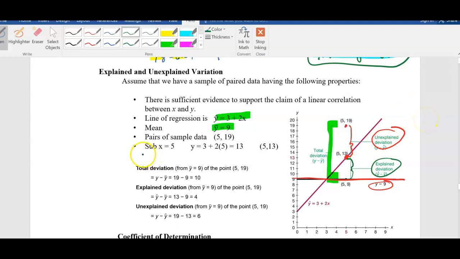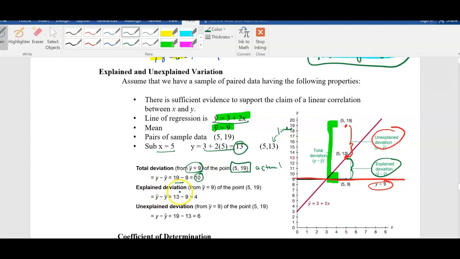So we're going to do this here also by math. I'm going to substitute, this is my equation, I'm going to substitute in 5 and I get 13. Now when we look at this, my mean is 9. My point that I'm actually looking at was actually (5, 19). So this was actual, and this is from my line. So now I'm going to take 19 minus the 9. This is 10, right? That's my total deviation.